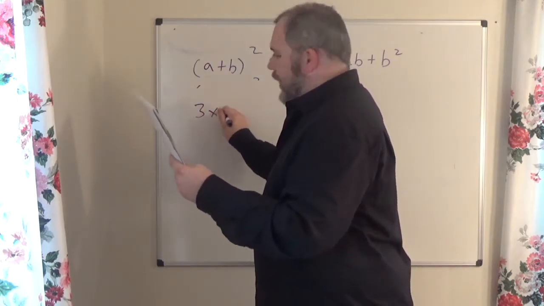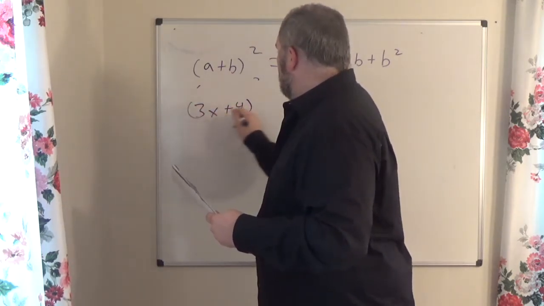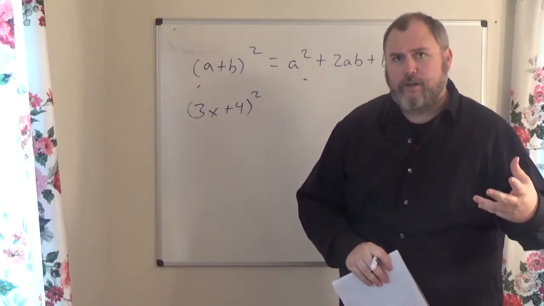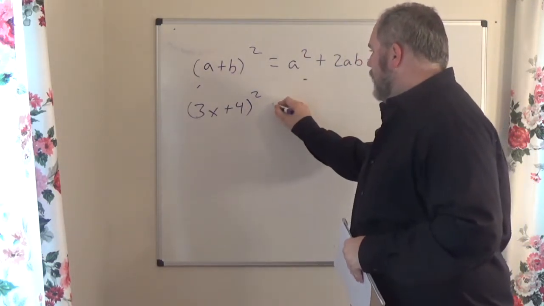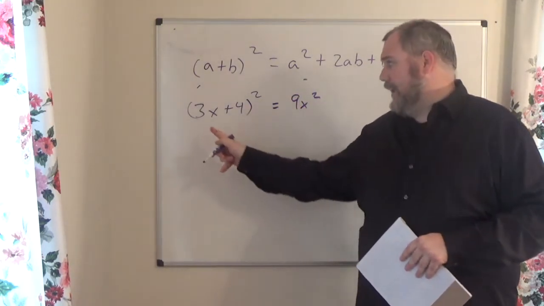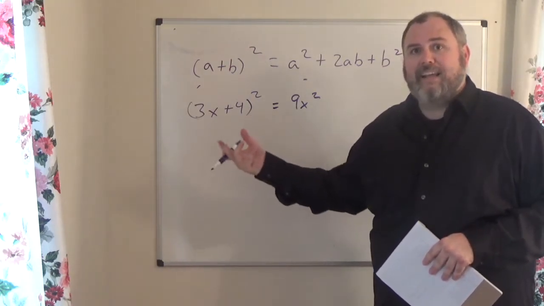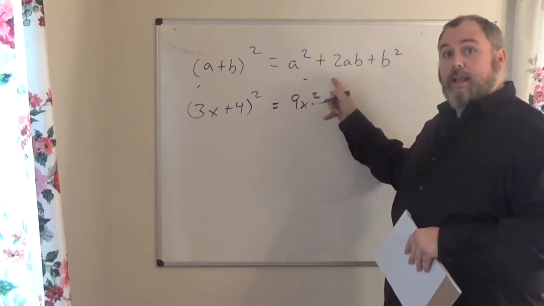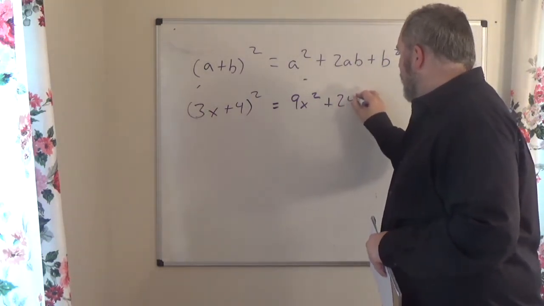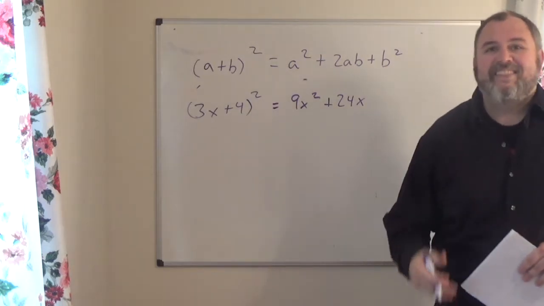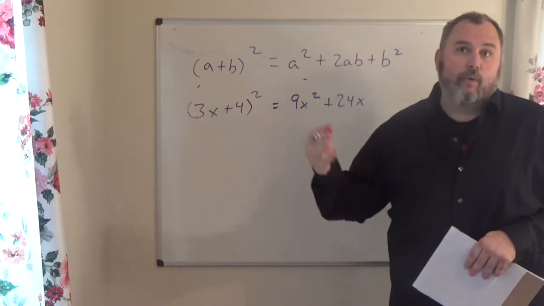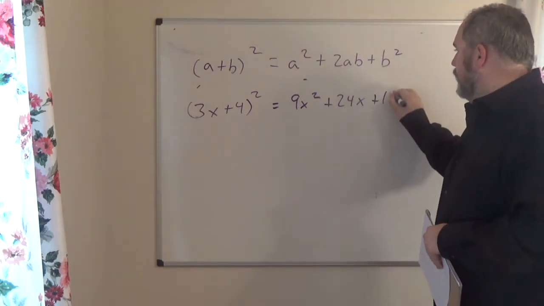Let's say 3x plus 4 squared. I'm going to do this faster. I'm going to take the first term and square it, so that's going to give me 9x squared. I'm going to take the first and the second term and multiply them. That gives me 12x. Then I'm going to multiply it by 2 according to this equation, and that's going to give me plus 24x. The last thing I'm going to do is square the last term. Well, 4 squared gives me plus 16.